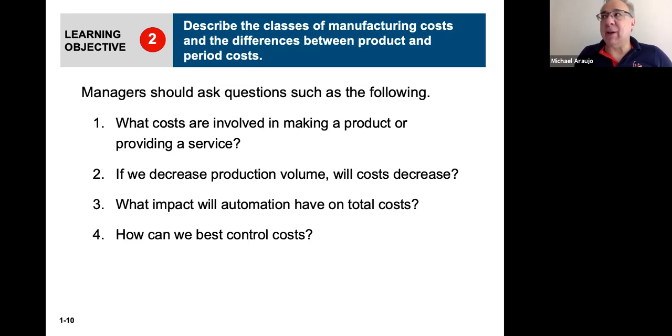And once we know that we're going to have a bunch of costs, which we know, everything that we produce is going to have a cost, how do we control those? How do we minimize those costs and still make the best quality product that we can?